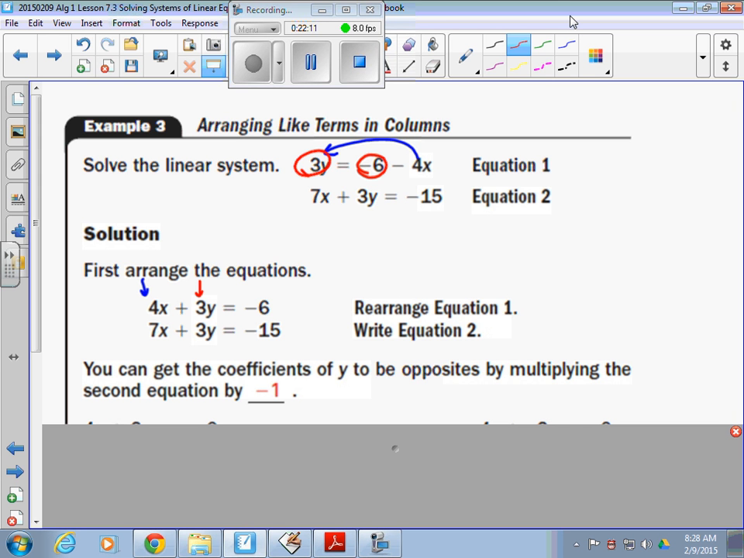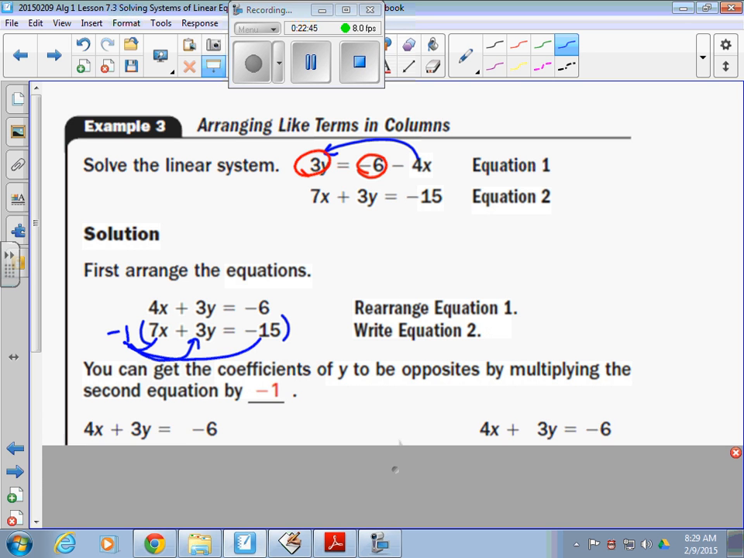But now it's like example number 2. You don't have like terms. We have two things that are very close to being opposites. We have 3y and 3y. So let's make one of them into a negative so that we can cancel out the y's. It says you can get the coefficients of y to be opposite by multiplying the second equation by negative 1. You could have multiplied the first equation and been just as good. But you can't just multiply this one. Remember, you have to multiply it by every term. You have to distribute it to every one.